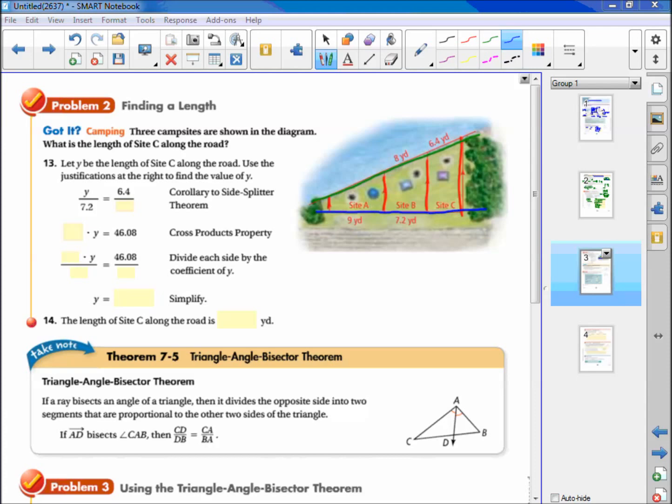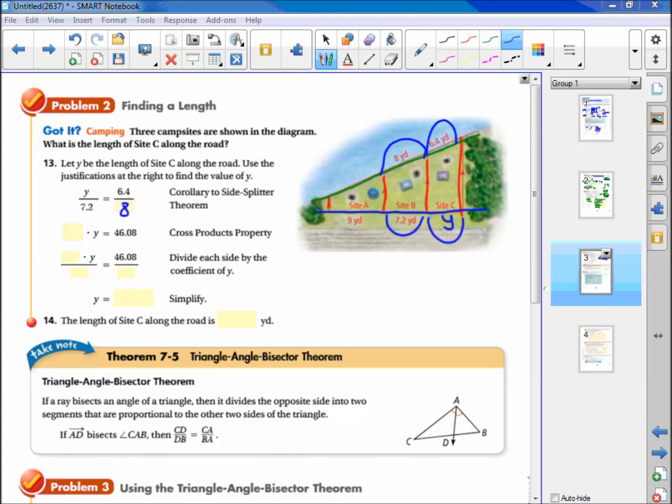So we're going to let y be the length of site C along the road. So we'll put a y here. Okay, use your justification at the right to find the value of y. So first we use the side splitter corollary, and that says that y compared to 7.2, using this side of this transversal, should be proportional to using the other transversal. So 6.4 goes with y, and 8 goes with 7.2.